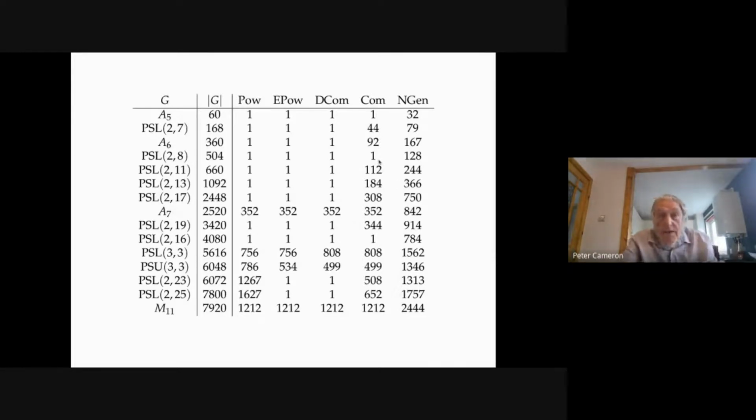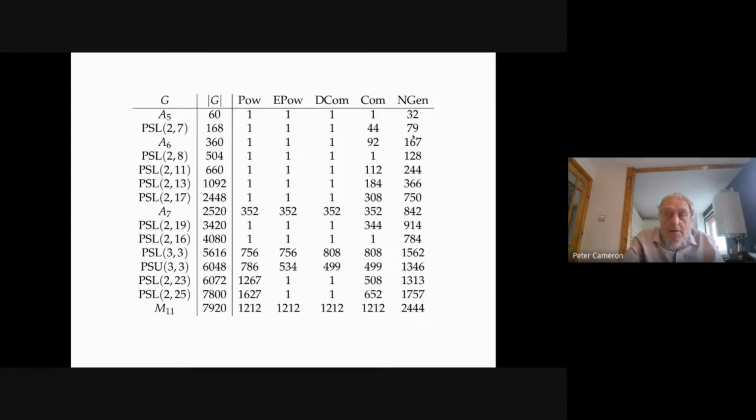You might look at this table and you might make some conjectures. The commuting graph, PSL2(8), PSL2(16), A5 is PSL2(4), so you might think, oh, probably the commuting graph of PSL2(q) is always a cograph if q is a power of 2. And perhaps if q is not a power of 2, it's not a cograph. So there are some things you might like to prove.